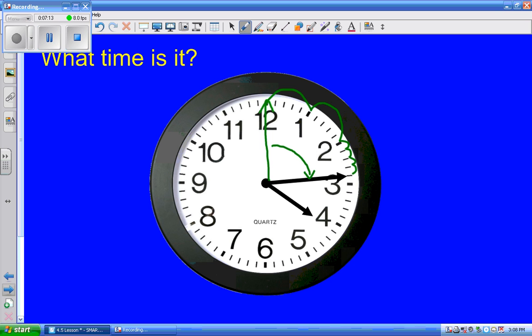Or, what you can do is remember that when the big hand gets to here, that's 15 minutes after, isn't it? And how many minutes short of the 15 is it? Just 1, right? So you can take the 15 and subtract 1, and you can get 14 minutes after the hour. So this one could be written as 4:14, or 14 minutes after. Okay? Let's see what the answer says.